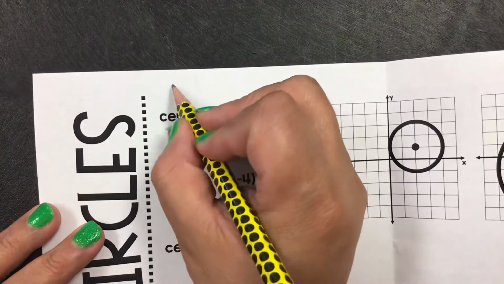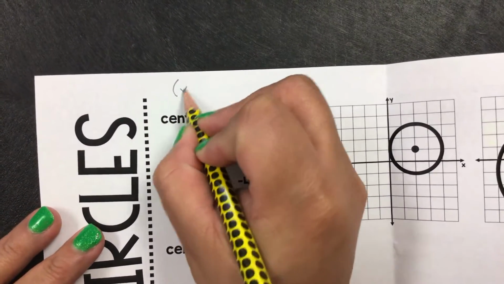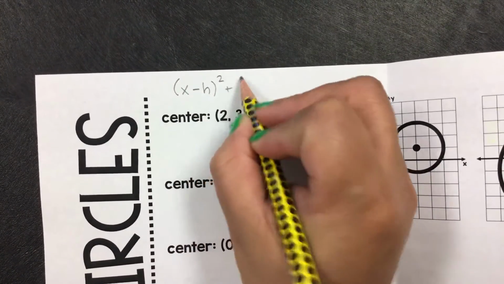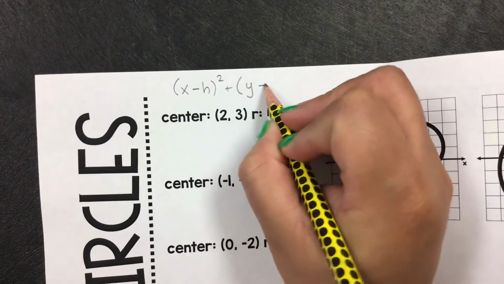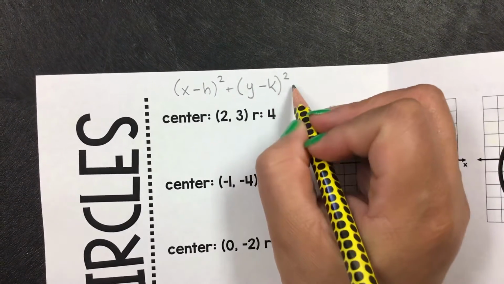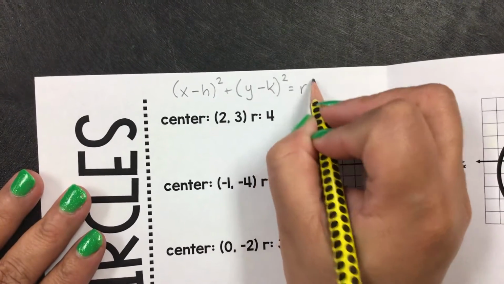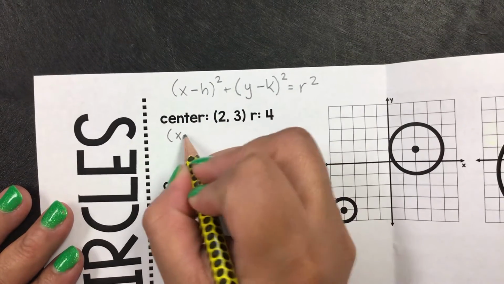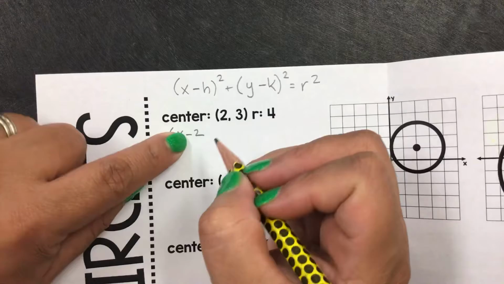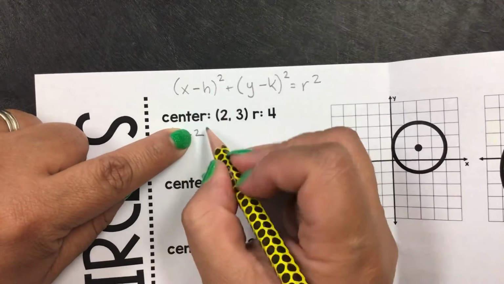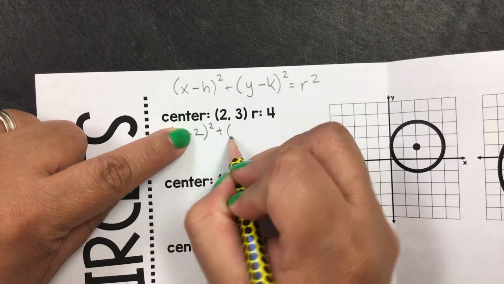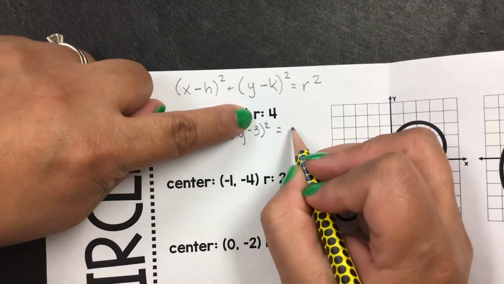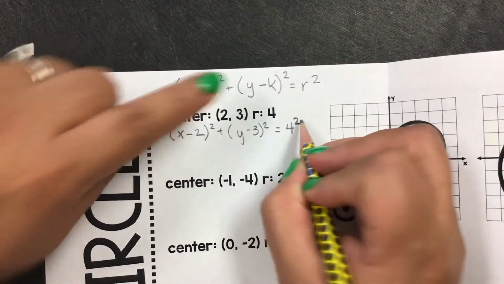So don't forget, the formula was open parentheses x minus h, close those parentheses, plus y minus k squared, and that's equal to the radius squared. So we're going to plug it in first. Open parentheses x minus 2, minus is part of the formula, 2 is the value, squared, plus y minus 3 squared is equal to the radius 4 squared.